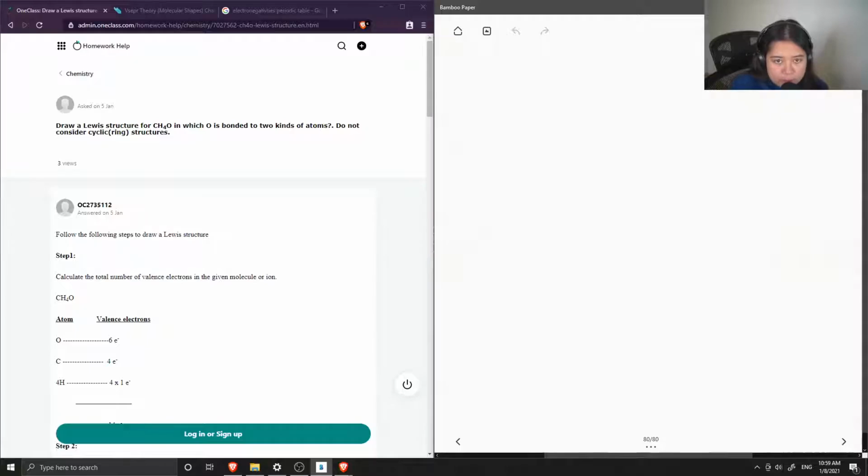Okay, so one last quick question. Draw the Lewis structure for CH4O, in which oxygen is bonded to two kinds of atoms. Do not consider cyclic ring structures. That's helpful.